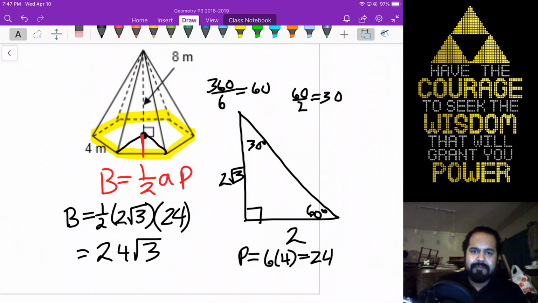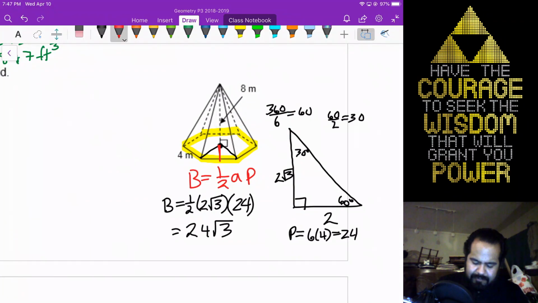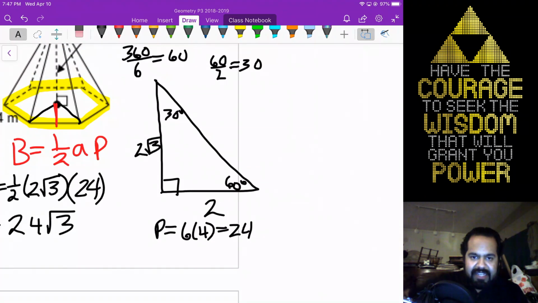It is 8. So for our pyramid here, we're going to use base area times the height divided by 3. So our base, why 2 rad 3? Special right triangle, 30, 60, 90. The 60 is the long leg, and the 2 is the short leg. So you take short leg times rad 3, you get the long leg.